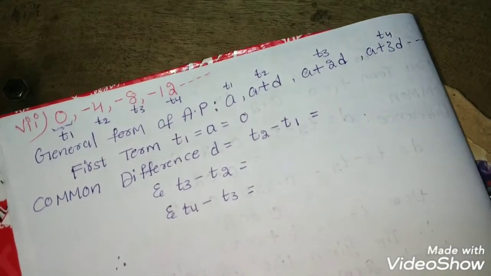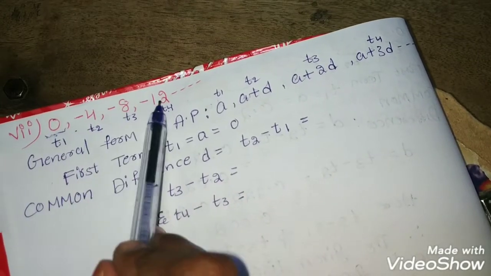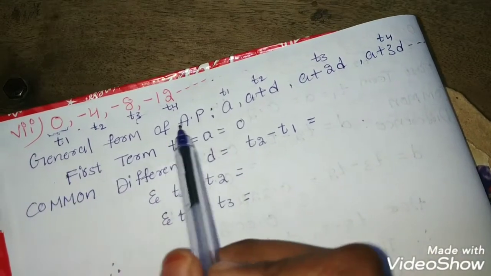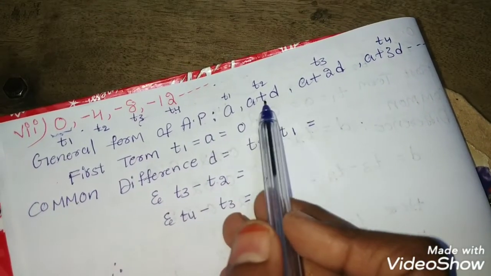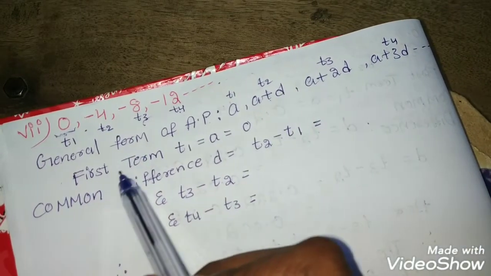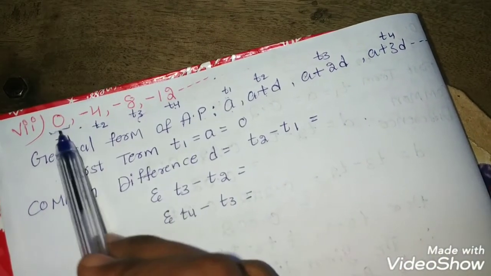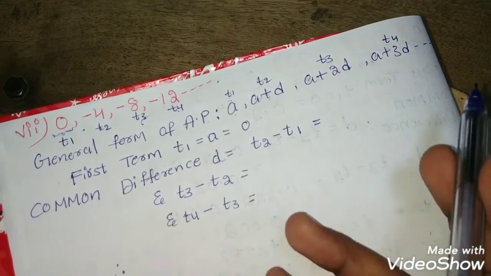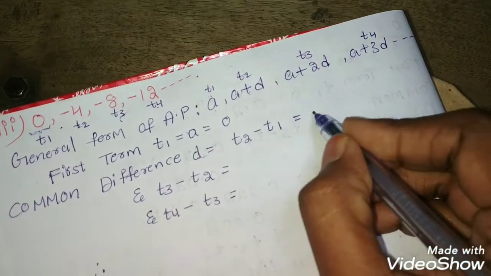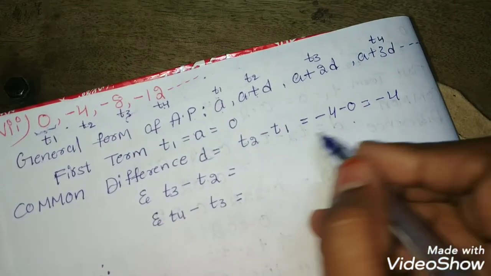In the 7th question: 0, minus 4, minus 8, minus 12. This is term 1, term 2, term 3, term 4 and so on. We have infinite terms. What is the general form of an arithmetic progression? Already we know: a, a plus d, a plus 2d, a plus 3d. What is the first term here? t1 is equal to a, equal to 0. Right? So what is the common difference? t2 minus t1. That is the formula of the common difference. What is t2? Minus 4 minus 0. We get minus 4 itself.